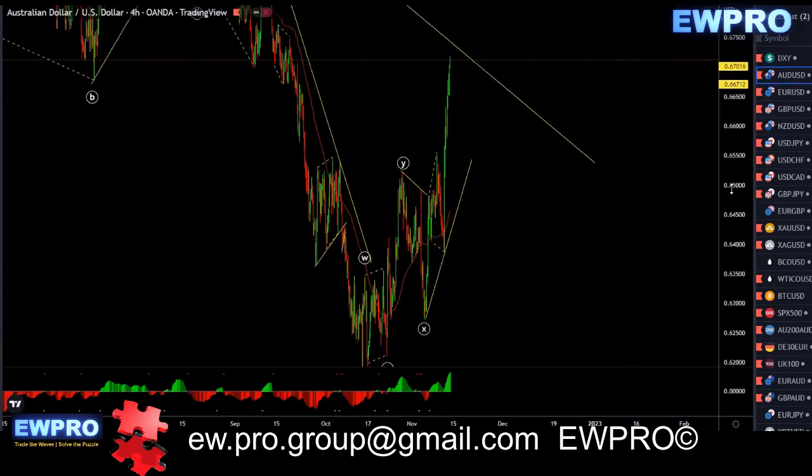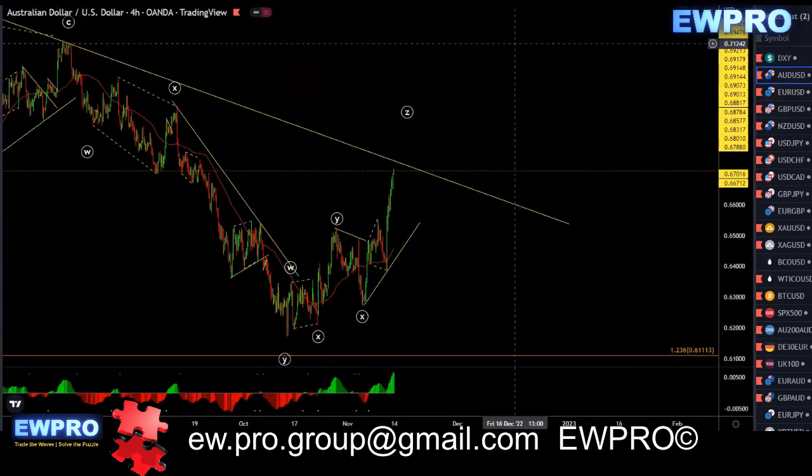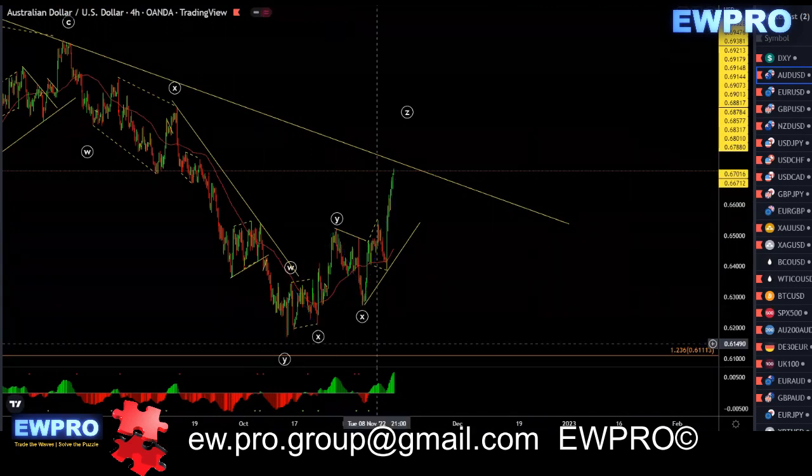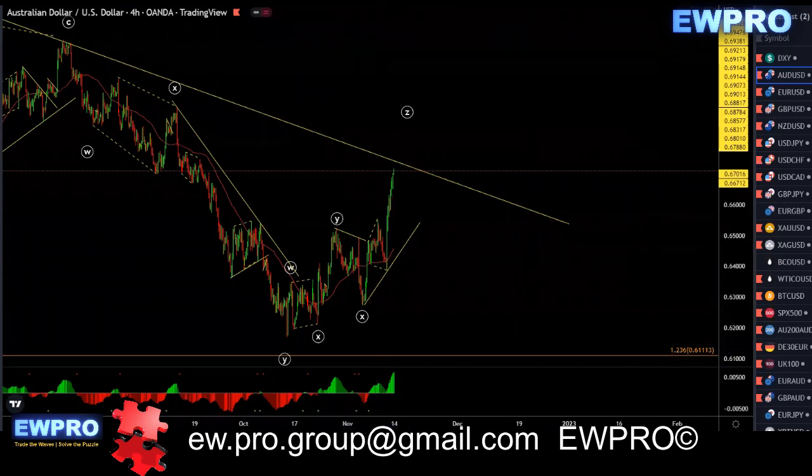So going on to AU H4. Again, I was just looking for a WXY, X2 and a Z up. This one's continued on, and we've lost all that bearish divergence now. So any bullish little flag in here, you could look for a buy.